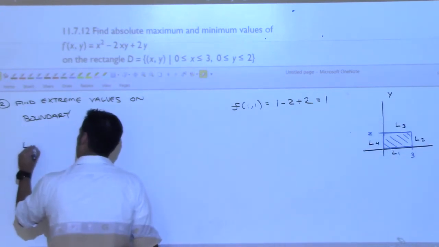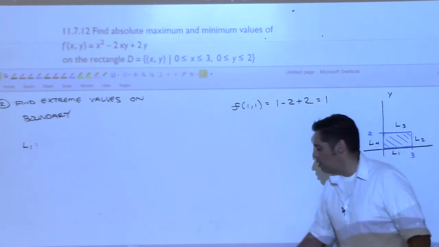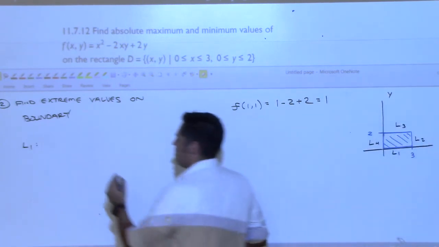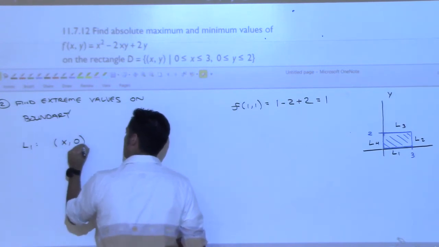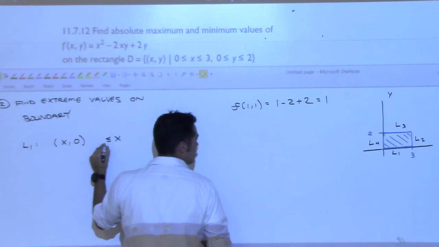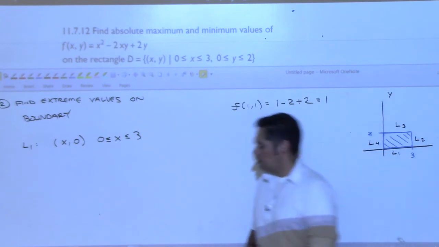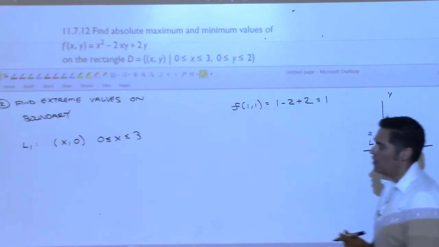On L1, tell me about all the points on L1. What do they look like? y is 0, and x is limited to 0 to 3. So x is still x, y is 0, and x is between 0 and 3. Good, all of our points look like that. We're going to crank through every one.